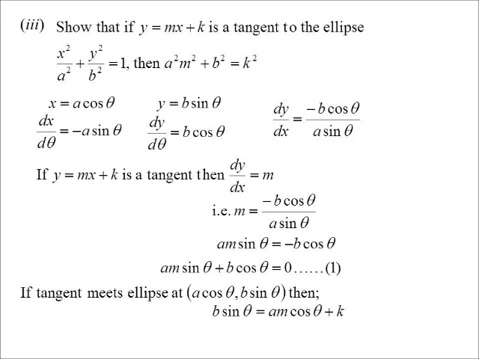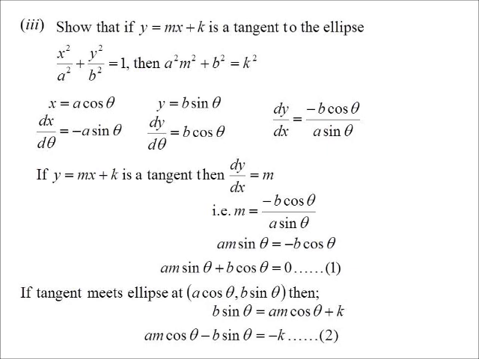That's the point of intersection. Therefore, it must also satisfy the equation of the line, because not only is it on the ellipse, it's on the line as well. So I get b sine theta is am cos theta plus k. Rearranging that, I have am cos theta minus b sine theta is equal to minus k.